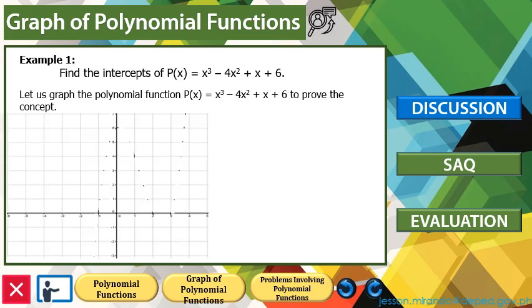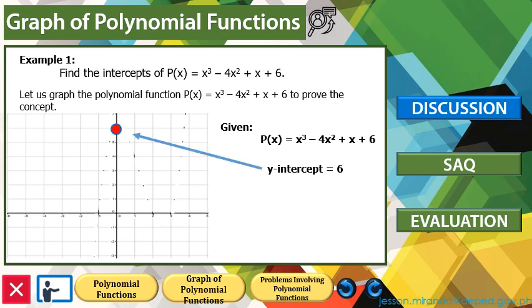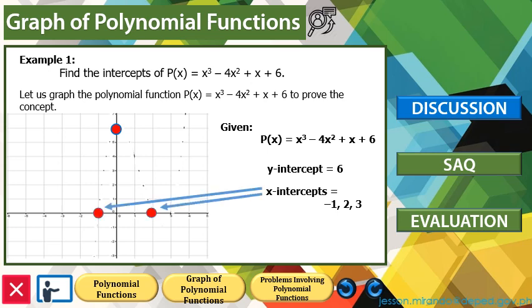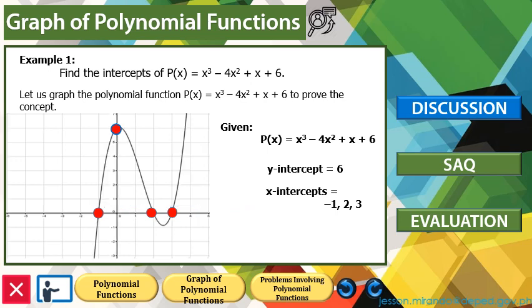Let us graph the polynomial function p of x equals x cubed minus 4x squared plus x plus 6 to prove the concept. Given p of x equals x cubed minus 4x squared plus x plus 6. Y-intercept is 6. X-intercepts are -1, 2, and 3. This is now the sketch of the graph of the given polynomial function using the intercepts.